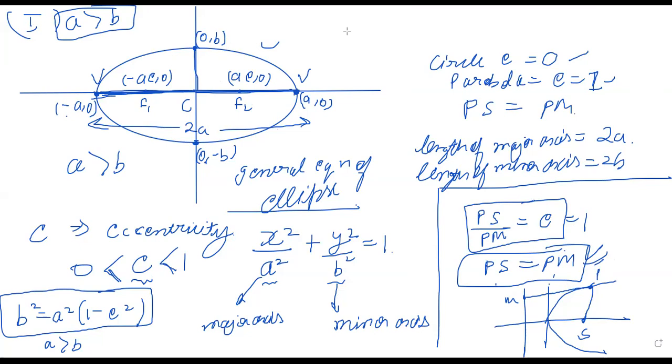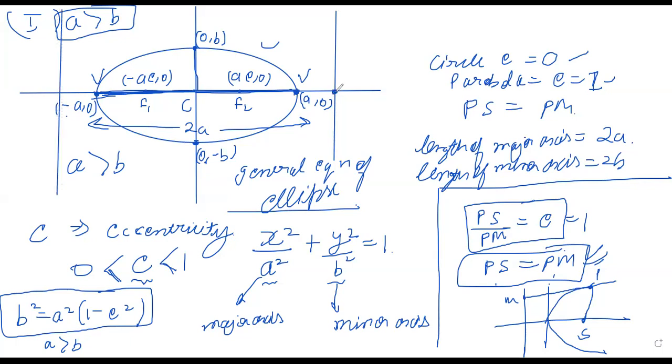What is directrix? In case of parabola, the curvature is here and the directrix lies in the opposite direction of curvature. Similarly, here two directrices will be formed because two focuses are there. One directrix will be on the right side and another directrix will be on the left side.